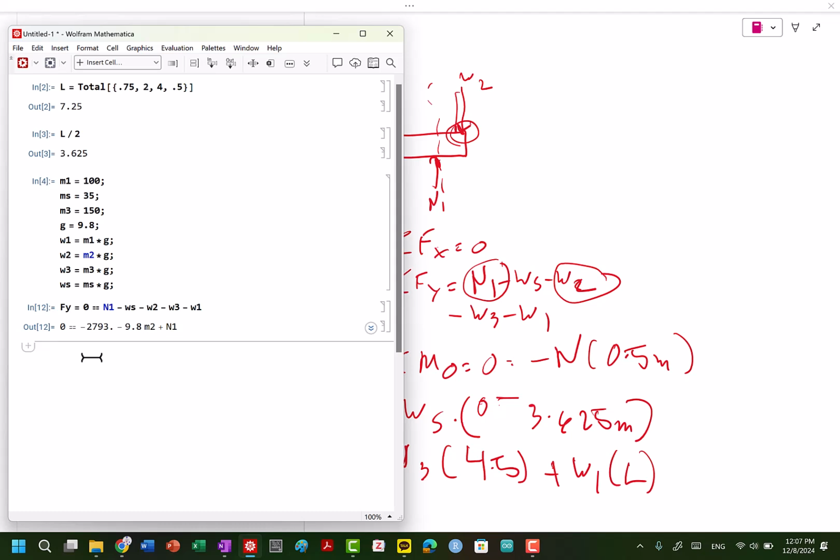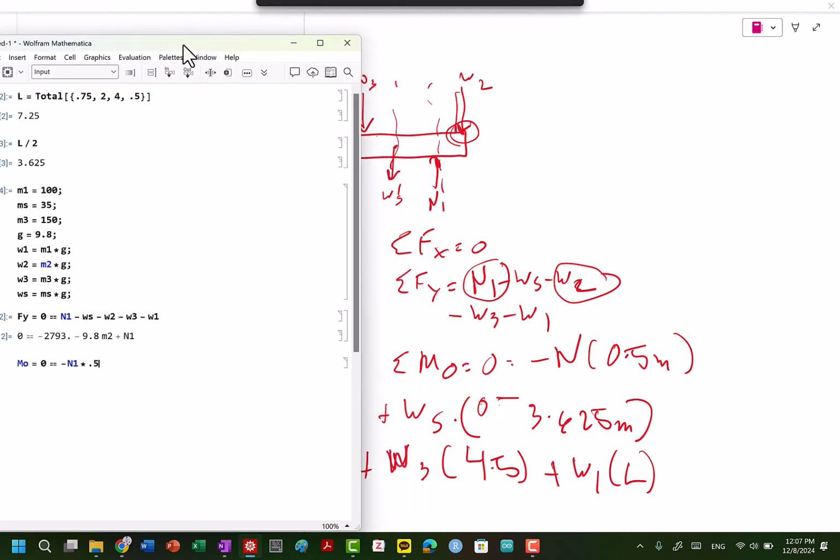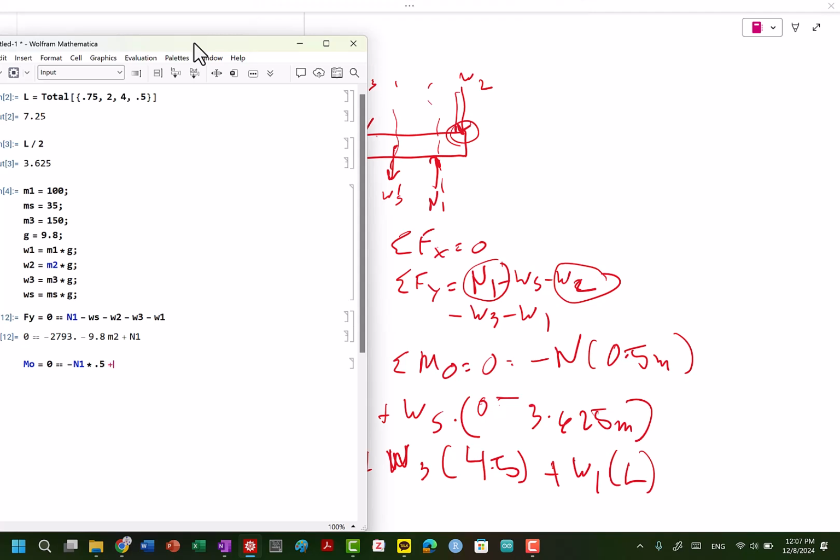Makes sense. Good. Now we have M naught is equal to 0, which is set equal to minus N1 times 0.5, and then I believe it is going to be plus WS times L over 2. Then it's going to be plus W3 times 4.5 plus W1 times the full length of the beam.